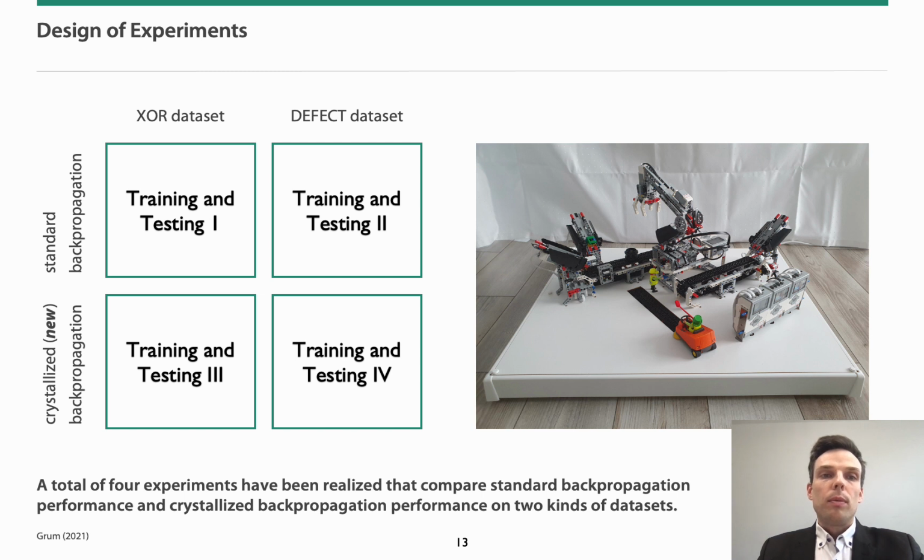See the first row. And two experiments focused on crystallized backpropagation. See the second row. While two experiments faced the initial ANN with an XOR dataset, see the first column.